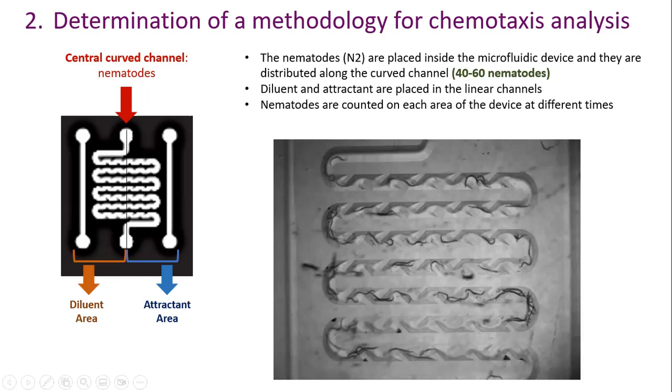Now, what is the procedure? First, the nematodes, in this case the N2 strain, are placed inside the microfluidic device and they are distributed along the curved channel. Then the attractant is placed on one side, while the diluent of the attractant is placed on the opposite side. Finally, the nematodes are counted in each area of the device at different times. Here you can see a video. This video is just to show you the results of the device loaded with nematodes and test compounds.